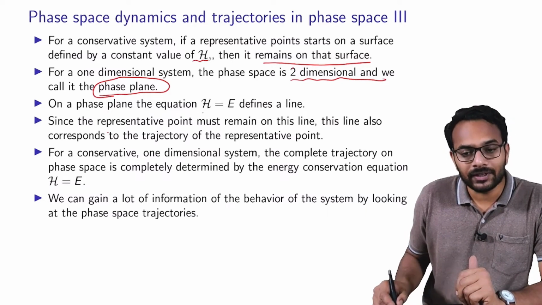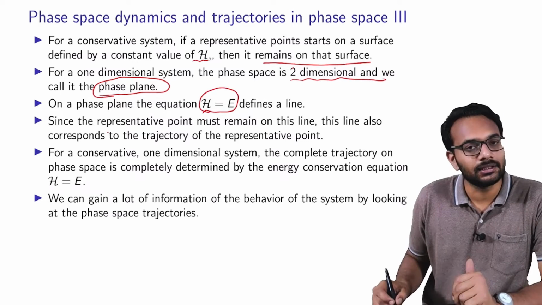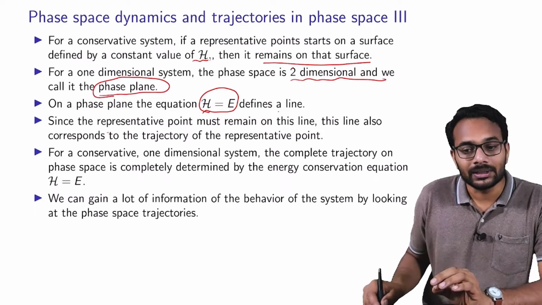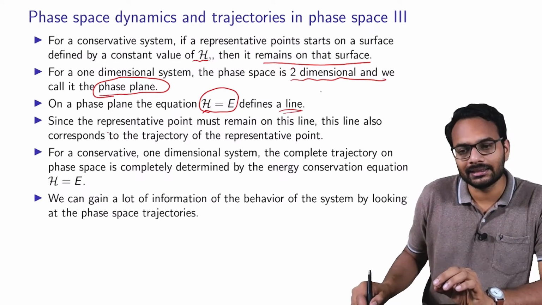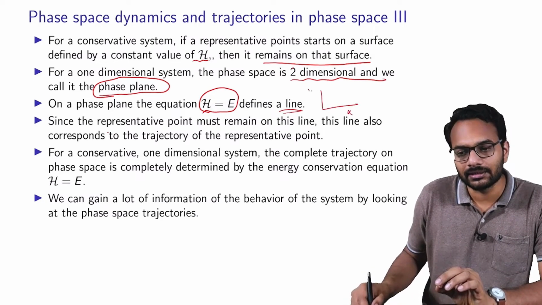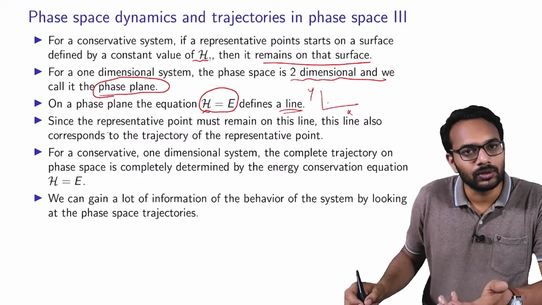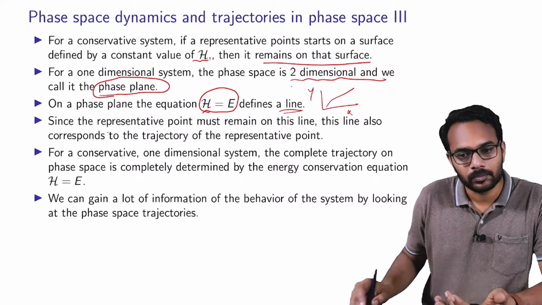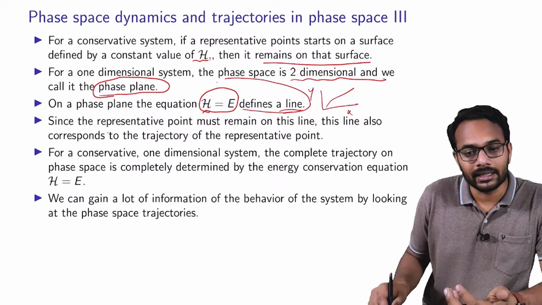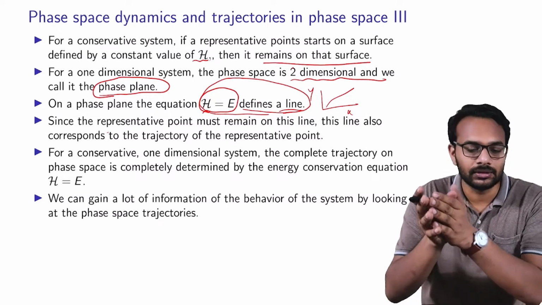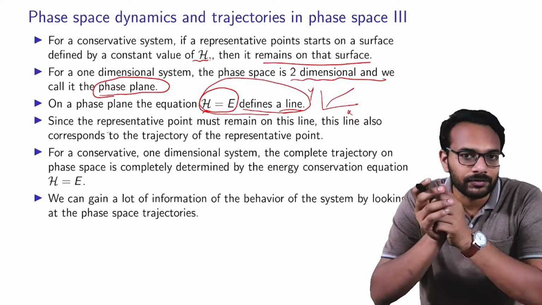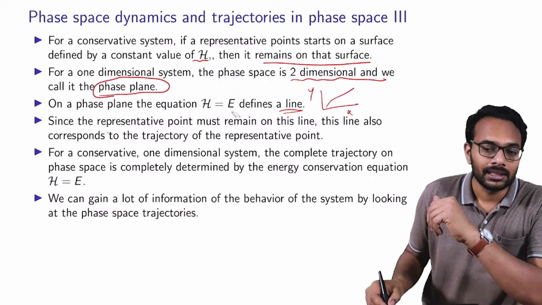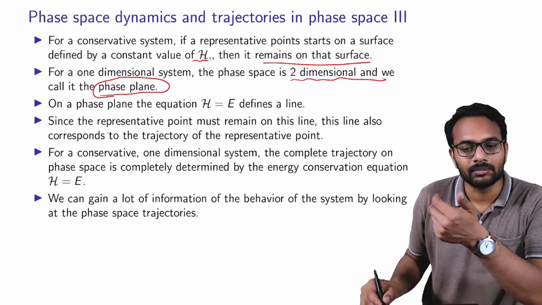Now, on the phase plane, we can define an equation like this: h is equal to constant. This means that some function of q and p is equal to a constant. This is a line. Just as in a two-dimensional space, y equal to constant or x plus y equal to constant are all lines. So this condition defines a line. If it's a four-dimensional or six-dimensional phase space, then you get a surface.